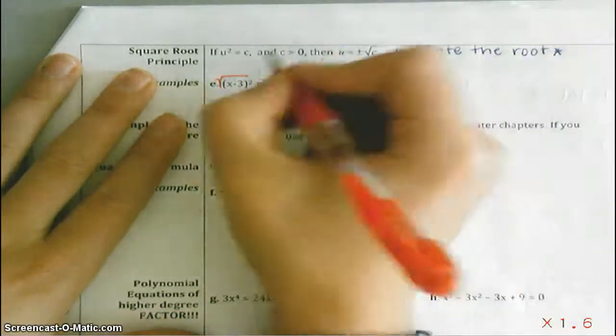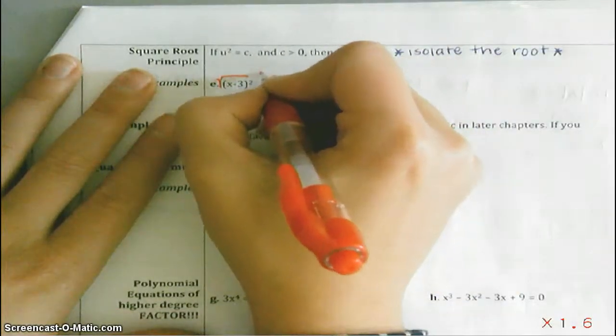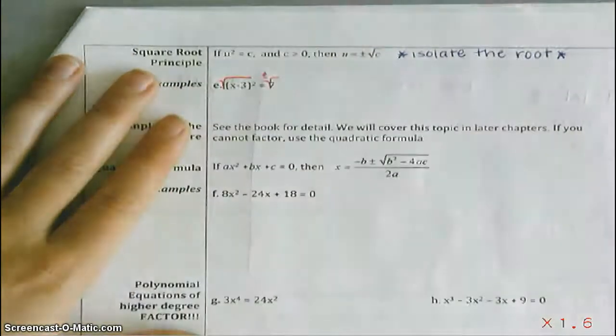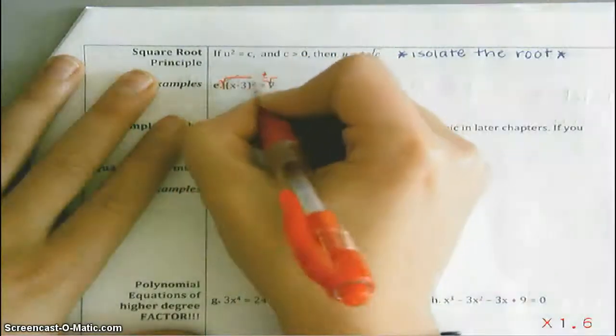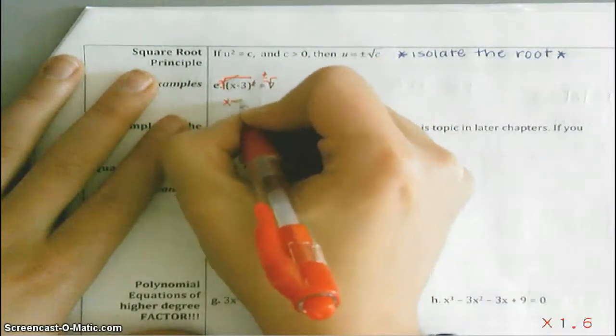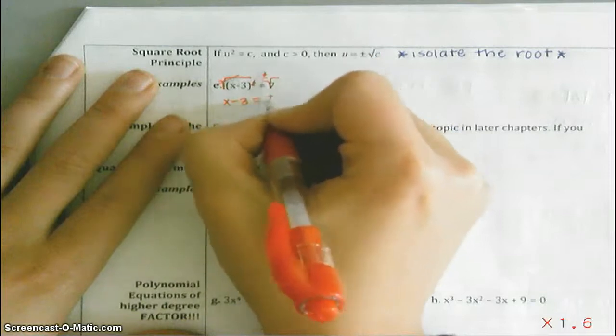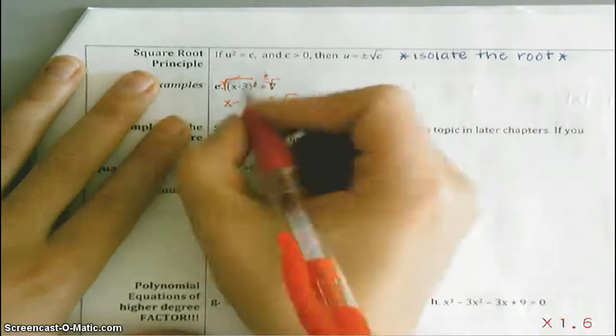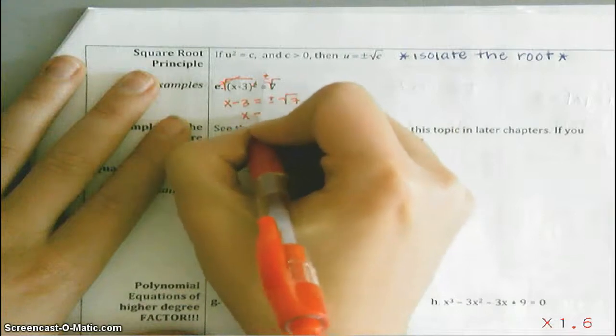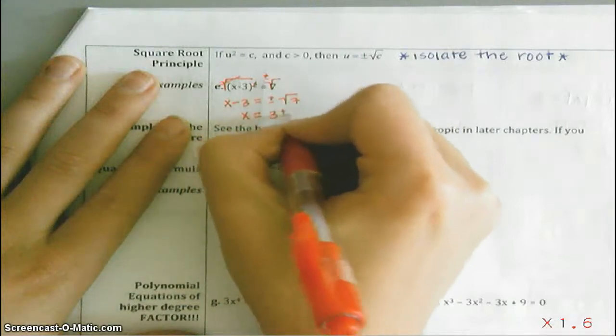And keep in mind when you take the square root, it's going to be plus and minus. That's usually what a lot of people forget. So it's going to be plus and minus the square root of 7. The root and the square cancel, so you'll get x minus 3 is equal to plus and minus the square root of 7. And then to solve for x, just add 3. So here x is going to equal 3 plus or minus the square root of 7.